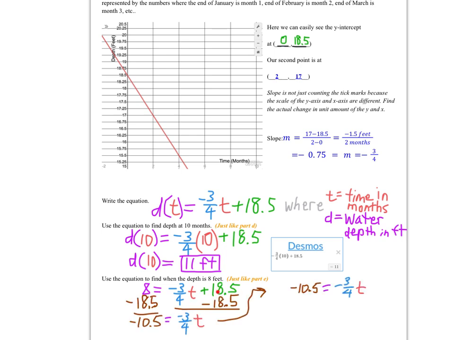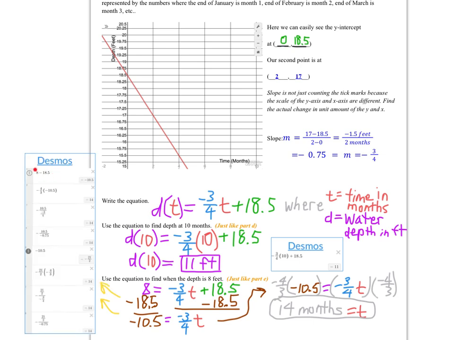We start by subtracting the 18.5 from both sides. 8 minus 18.5 is a -10.5, which equals a -3/4 t. Now, what would I do to get rid of this -3/4? Multiply both sides by the reciprocal of -3/4, which is -4/3. -4 divided by 3 times -10.5 gives me t equals 14 months.